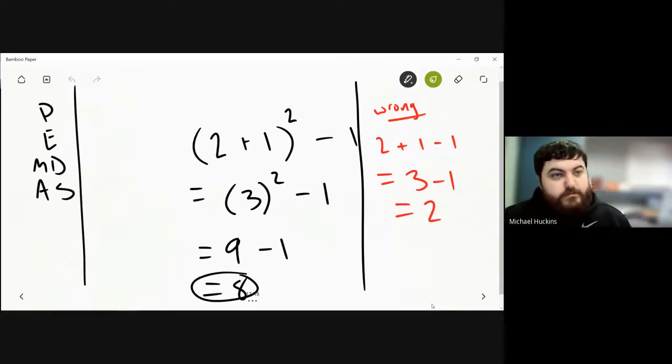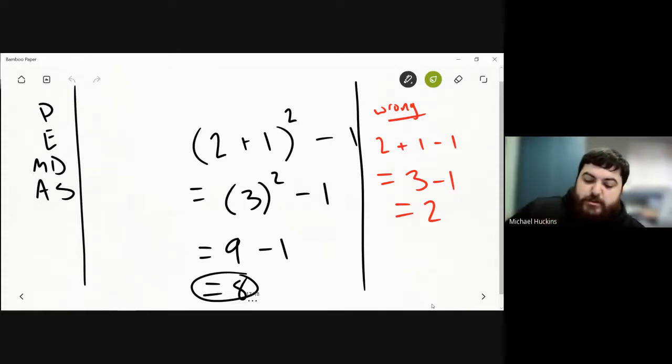Important that we perform these in order as well. Parentheses first. So in this expression, I would add 2 plus 1 to get 3, and then I would apply the exponent. It would be incorrect to apply the exponent first, say to the 1, because then that would be a totally different expression. It would be 2 plus 1 minus 1. We want to make sure we simplify these parentheses before we start doing anything with exponents.